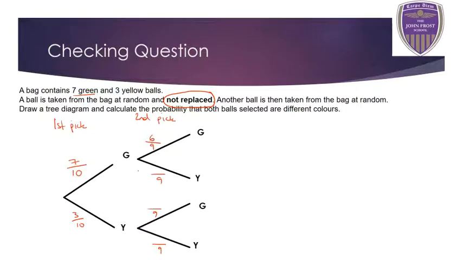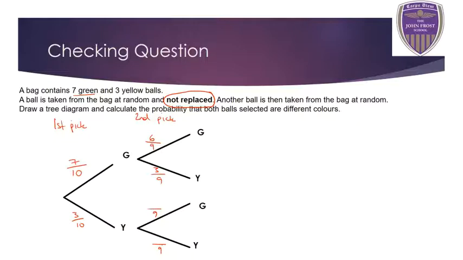Remember now, each of these need to add up to 1, don't they? So if that's a 6 out of 9 chance of getting a green, then that's a 3 out of 9 chance of getting a yellow. And hopefully that makes sense because there were 3 yellows to start with, and in our first pick, we picked a green, didn't we? So that means there's still 3 yellows in there. Let's go down to this one now.